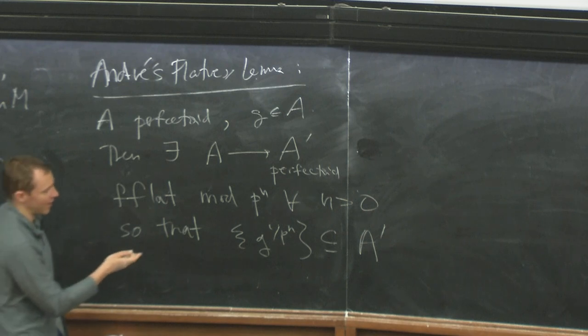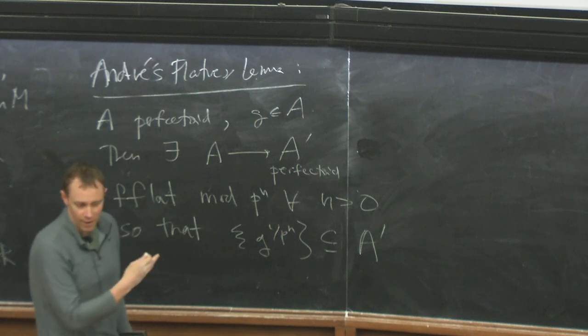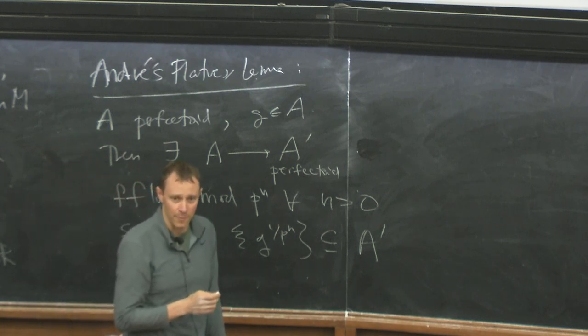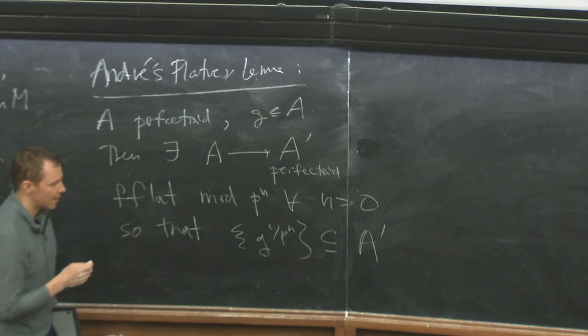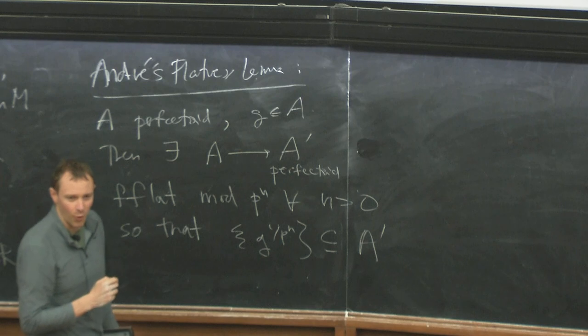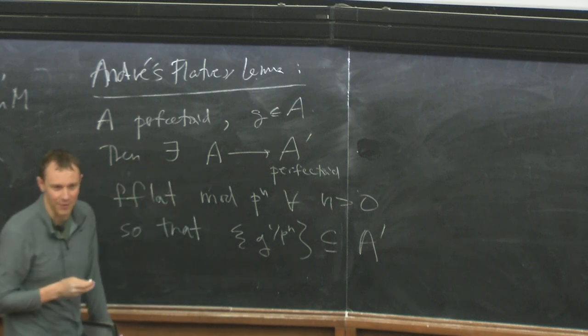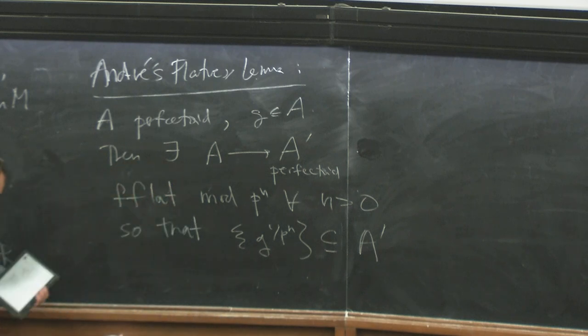And it's not clear that, in all the perfectoids I've written down before, I've given you a particular, often finite list of elements that have compatible p-power roots. But for instance, in the earlier examples, if I look at x1 plus x2, it's not clear that that thing has compatible p-power roots in mixed characteristic, okay? So this is the lemma that allows you to do that.